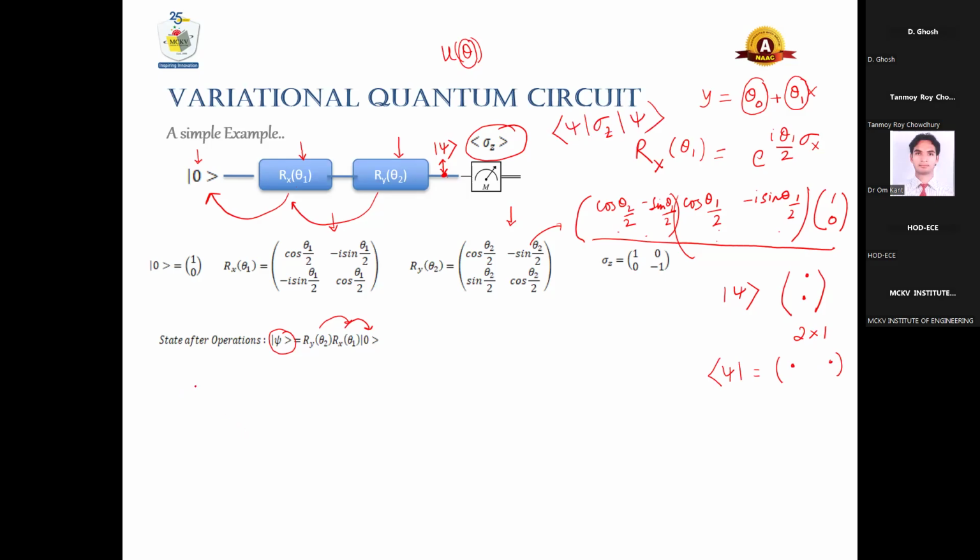So I want this matrix row that you have for bra of psi, you have a sigma z, which is a 2 by 2 matrix, and then you have a ket of psi, which is a 2 cross 1 matrix. So you do this matrix multiplication. I encourage you to do it. And please check.